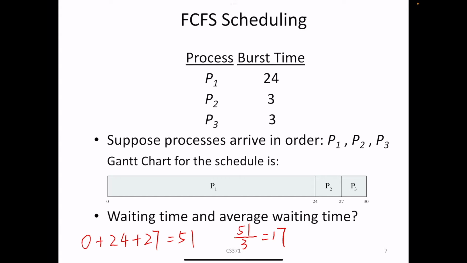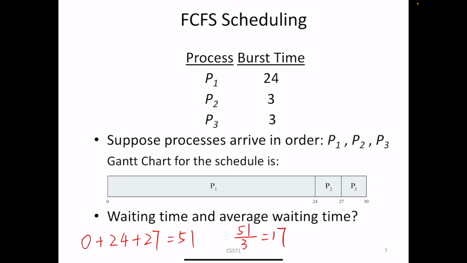According to the process arriving order, P1 will be put onto the CPU first and start from time 0. As we know, P1 will run 24 time units on the CPU. Therefore, P1 will be finished at time 24. Then P2 will be put onto the CPU next and run 3 units of time. That is why P2 will complete at time 27. Similarly, P3 will be finished at time 30 because P3 will run 3 time units. Then we have this Gantt chart.